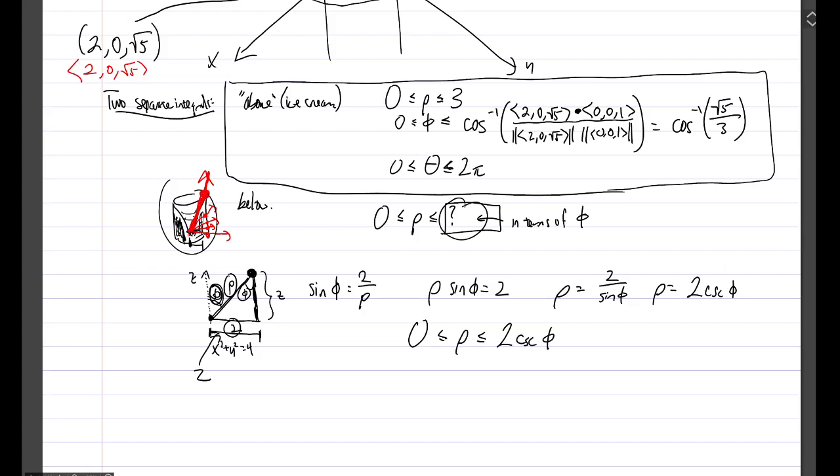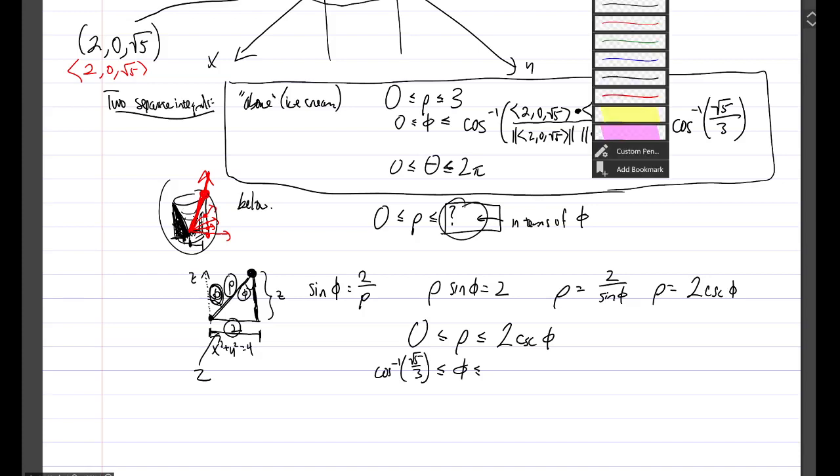And then how about a bound on the phi angle? Well, from this shape here, we start here, and then we fan out this way. So the starting angle was actually the last integral's stopping angle. So we've got here cosine inverse of root 5 over 3. And where does it stop?